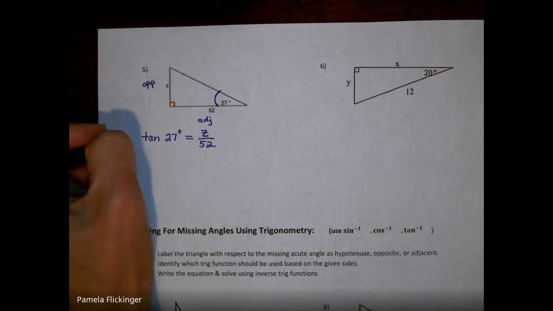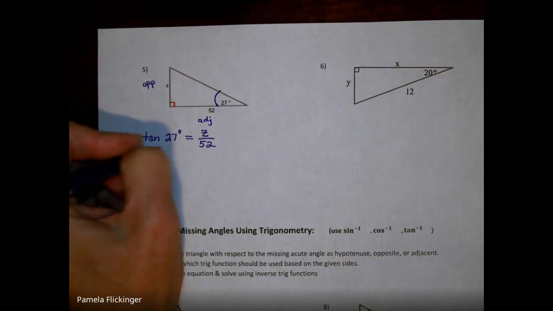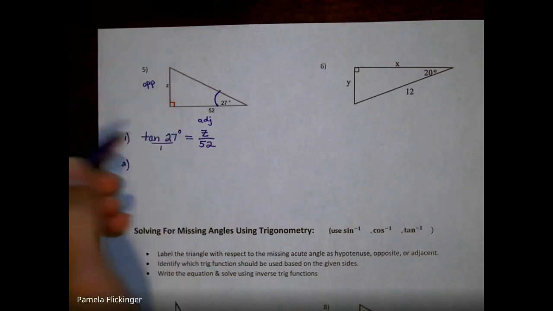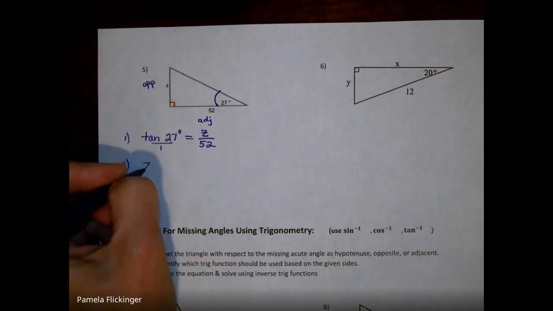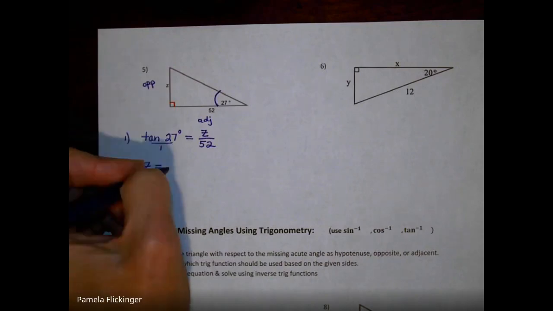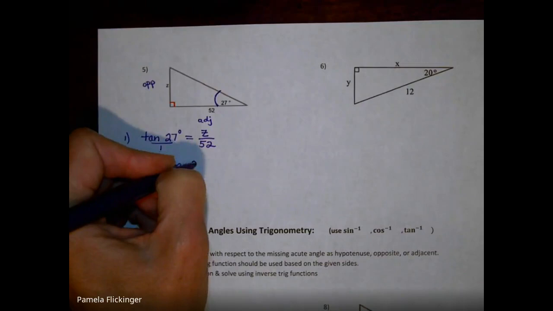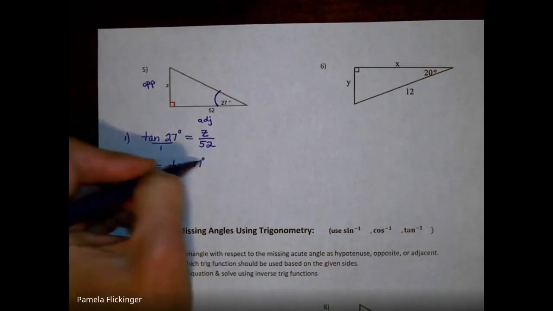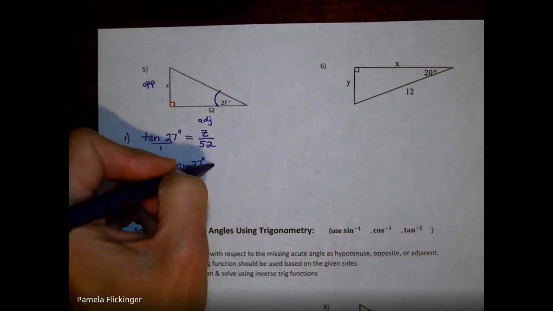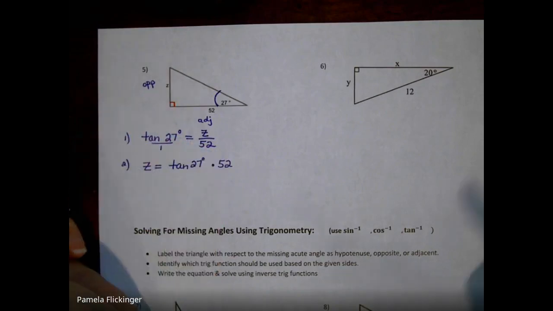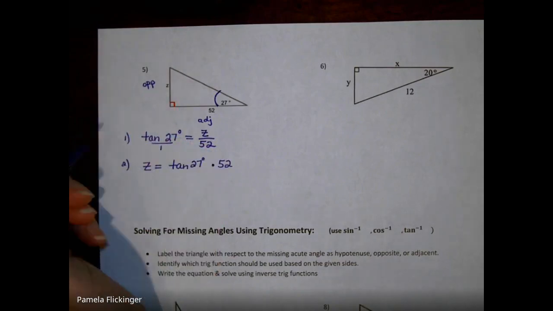So that's my step one. Step two, pretend this is a proportion, that it's over 1. We're going to cross multiply. So I'm going to get Z equals. Now this time I'm going to type this in a little differently because I want you to see how you have to do it on the calculator. So I'm going to do tangent 27 times 52. Could have done 52 times tangent of 27, doesn't matter.